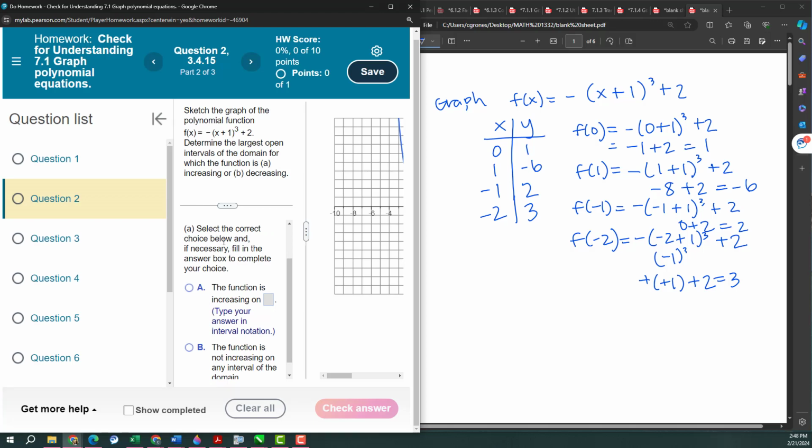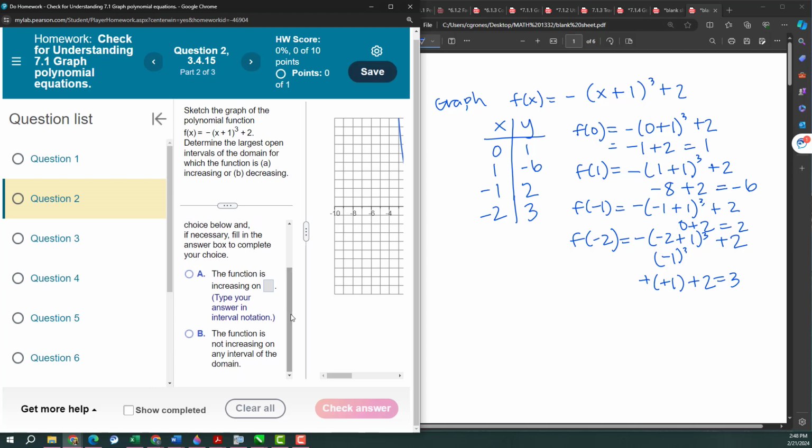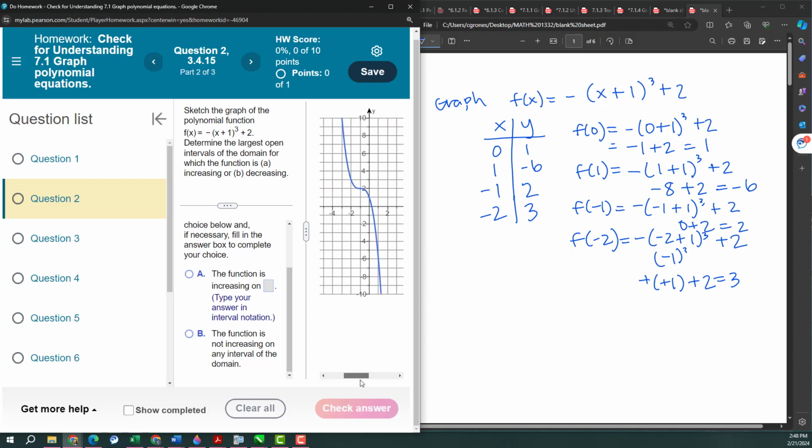Select the correct choice below, and if necessary, fill in the answer box to complete your choice. It says the function is increasing or the function is not increasing. So we need to see where our function is increasing. If we're reading it like a book left to right, we're coming down, and then it looks like it stays flat and then it goes down. So it does not look like it's increasing.